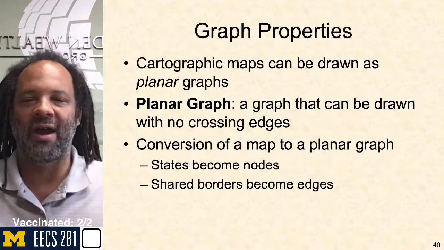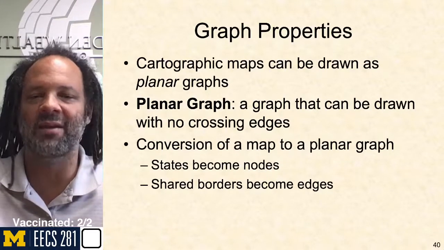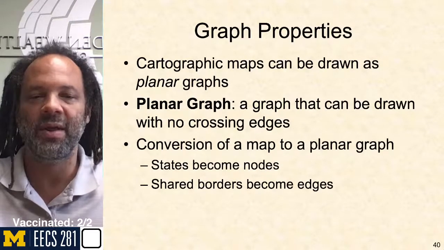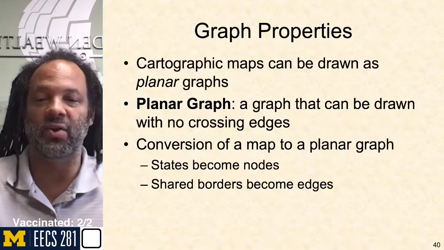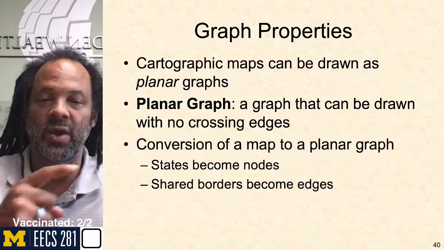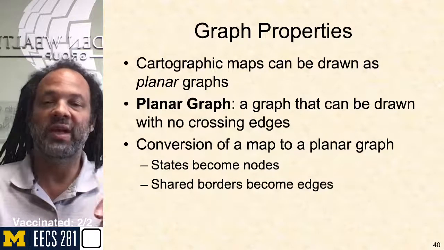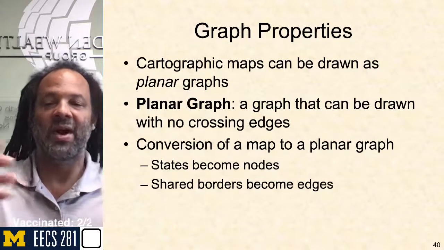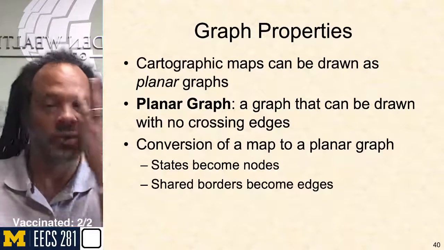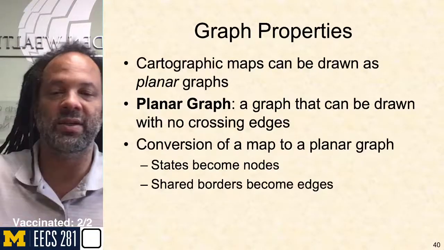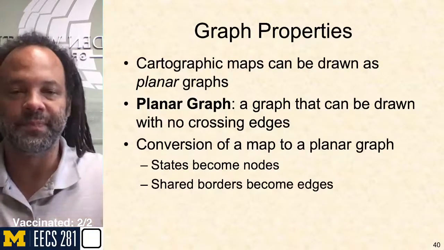And any cartographic map that I draw can be converted to a planar map. The way we do this is take each state or each region and turn that into a node, and we take each border and turn that into an edge. So two regions that are connected by a border have an edge between them. So the two nodes that represent those two regions have an edge between them.